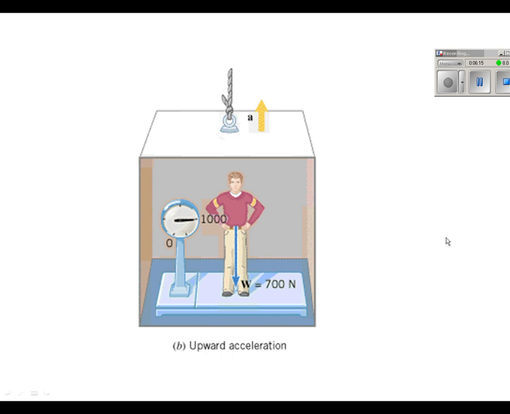There's this normal force upwards of 1,000 newtons from the scale, from the floor, causing us to accelerate. Our forces are unbalanced, and now we will accelerate upwards. 1,000 newtons up, 700 newtons down, we're going to accelerate upwards.